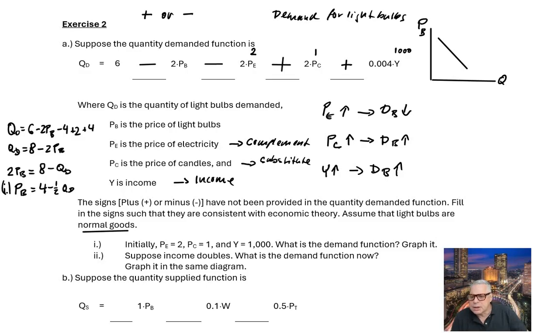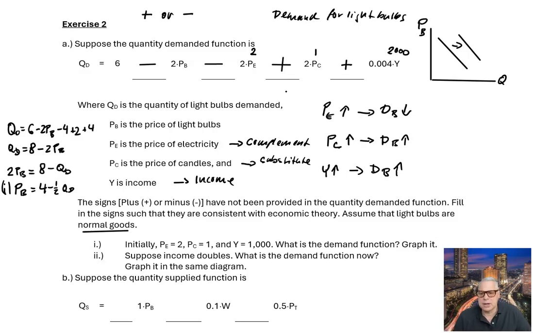So this is I, and then we have a second one here. What happens if income doubles? We already know that if income doubles, what happens is that the demand function shifts to the right. Okay, so let's see what we get now. What we need to do is, instead of having 1,000, we have 2,000. So let's replace the 1,000 by 2,000. And now I do it here on this side.